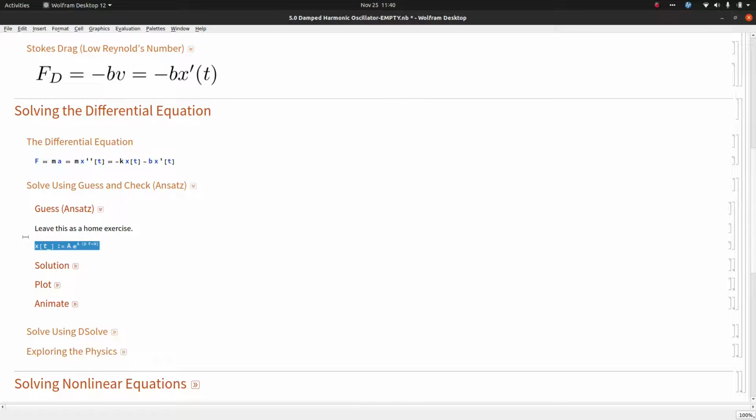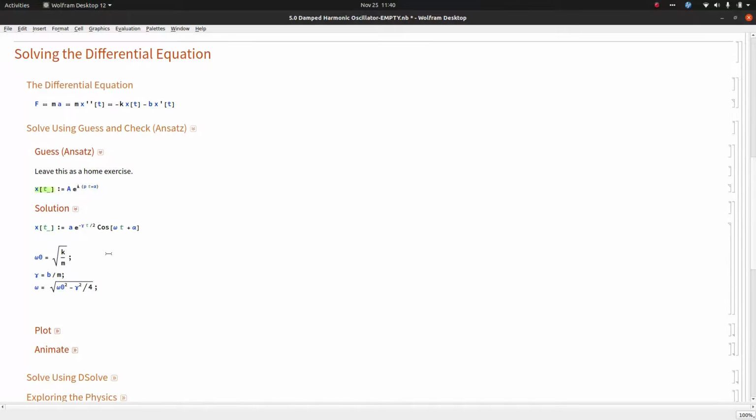You'll have to make quite a few algebraic substitutions. But after you manipulate the algebra, what you'll find is that you can rewrite this e to the I pt plus alpha. You can rewrite that in terms of a real part and an imaginary part. And when you take just the real components, you are left with something that looks like this.